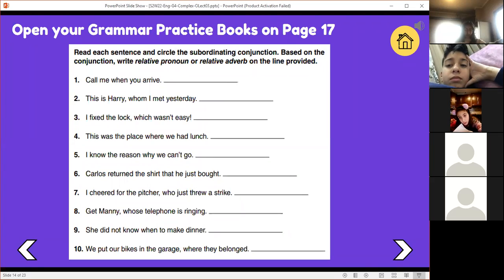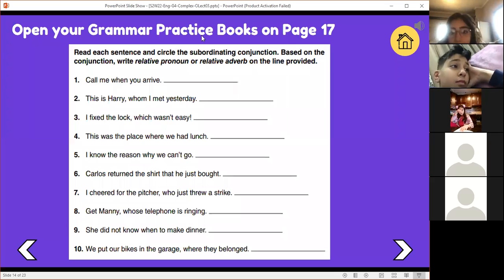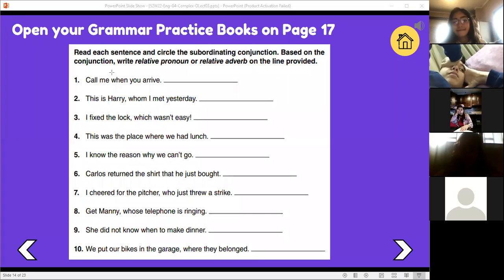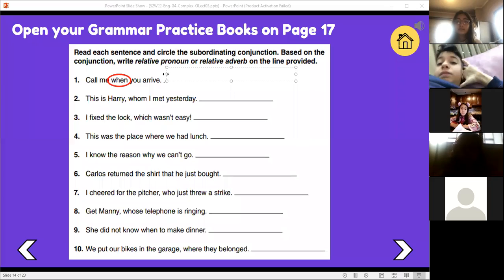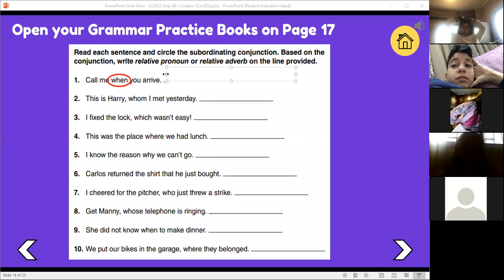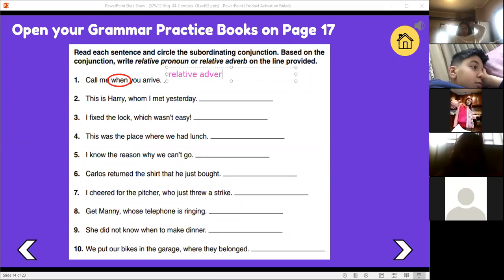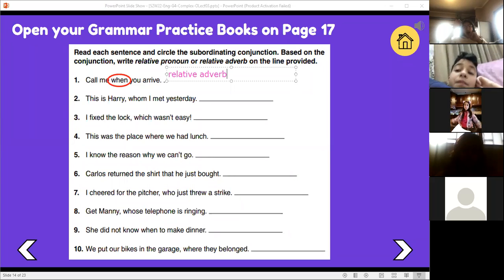Okay. Call me when you arrive. Yes. When? Bravo. When? And what is this? Is it a relative pronoun or relative adverb? Relative pronoun. Actually, when is a relative adverb. You know, the relative pronouns are more like when you talk about people or things, like when you say whom or who. Yeah, these are relative pronouns.